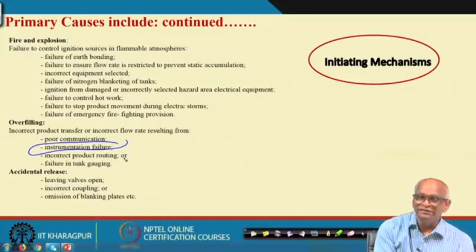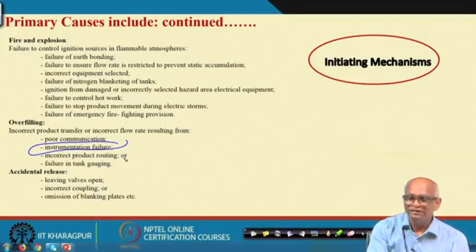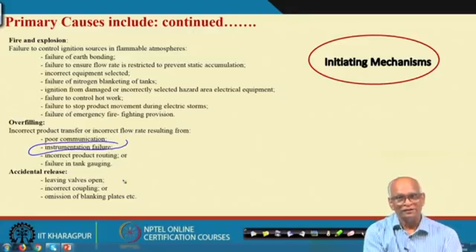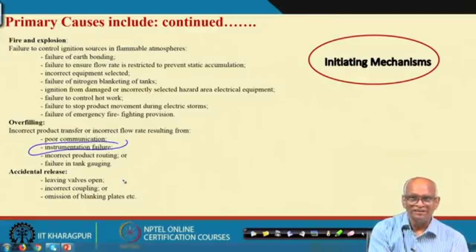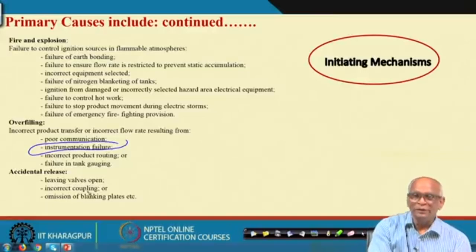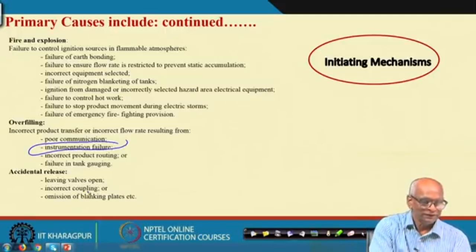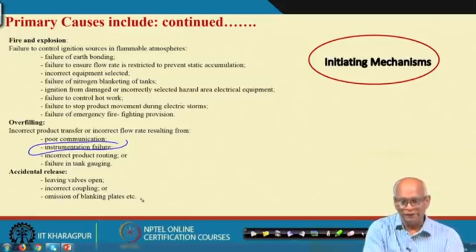So, accidental release. What are the initiating mechanisms for accidental release? Leaving valves open. Incorrect coupling: when you have to couple, you have not coupled properly. Omission of blanking plates.